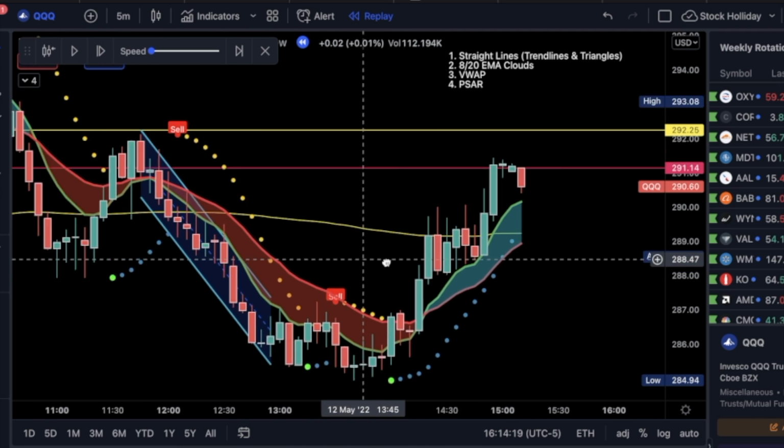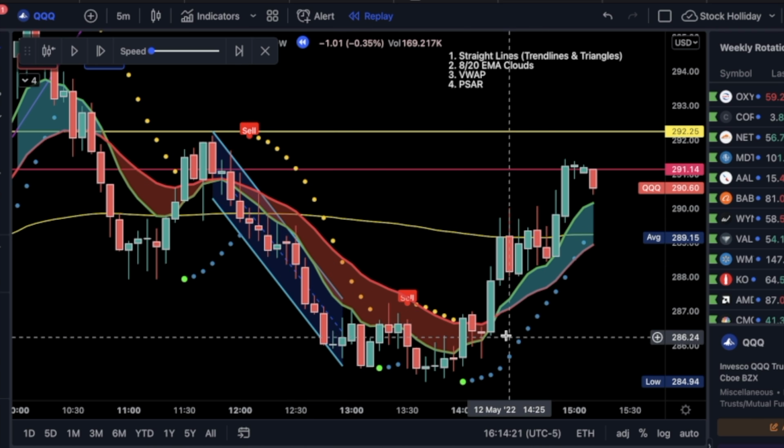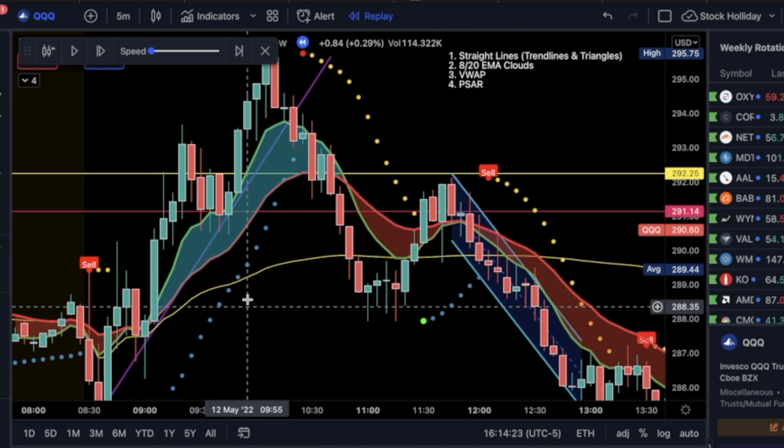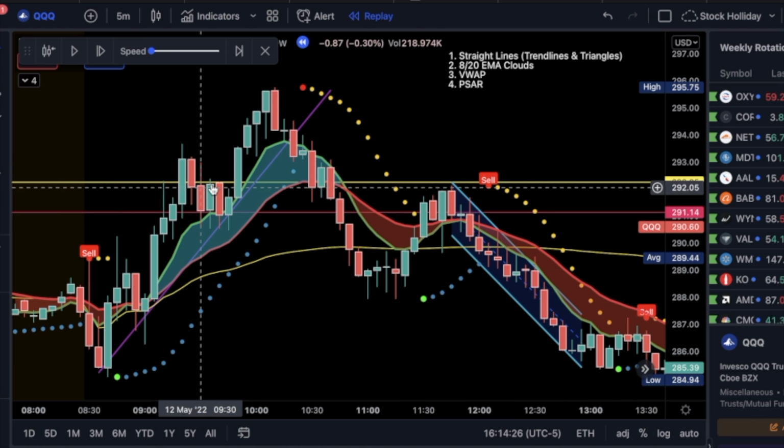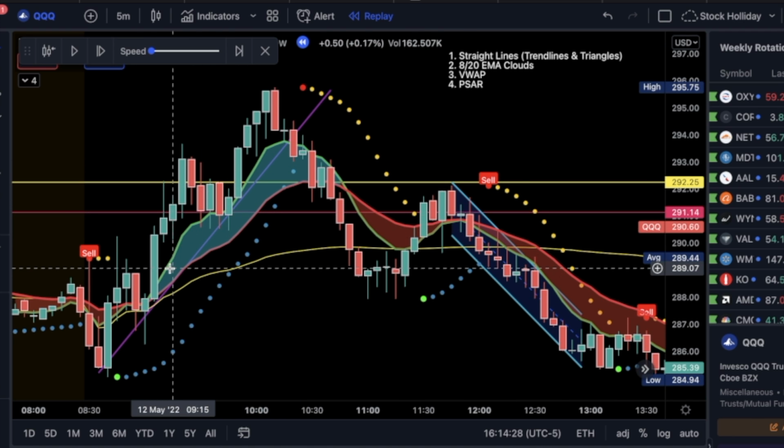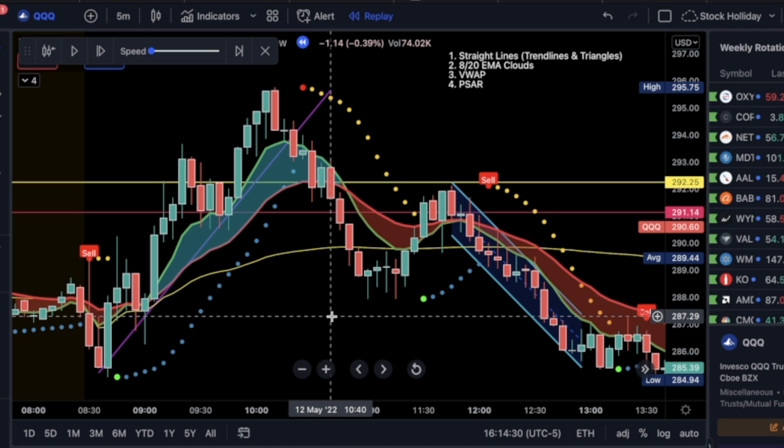So to review, this was a 100% move, this was a 20% move, and this was well over a 50% move depending on where you got in. So hopefully that makes sense. Let me know how I can help.